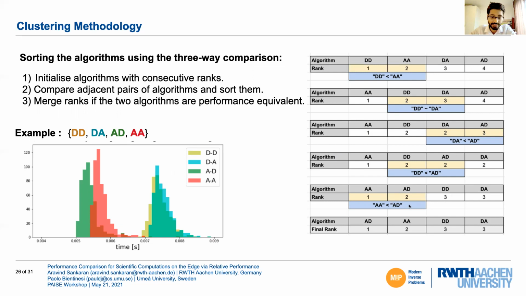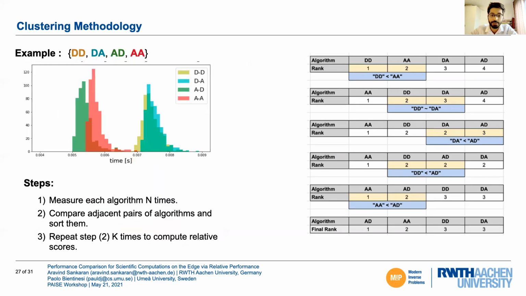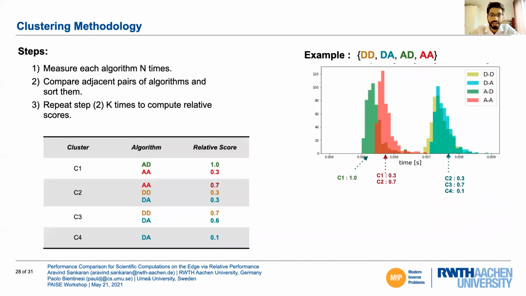And more, if AD was at the threshold of being better than AA, then the result of comparison would alternate between AD better than AA and AD equivalent to AA, and the final rank would be different. So we repeat the sorting procedure k times on the same set of n measurements. In doing so, if AD is equivalent to AA 30% of the times, then AA would obtain rank 1 with confidence 0.3 and rank 2 with confidence 0.7. And this number is what we call a relative score. And we do this for all the algorithms. Thus, we do a soft clustering where every algorithm can be assigned to more than one cluster, and they all have a corresponding confidence or relative score.